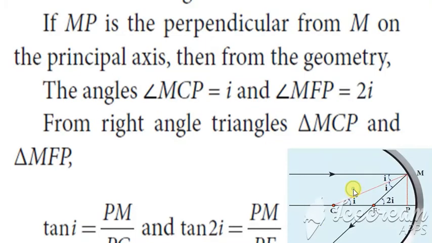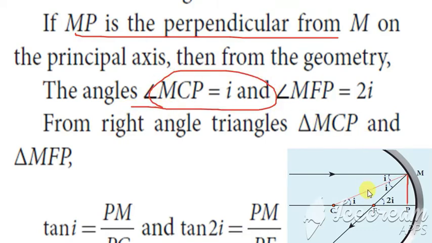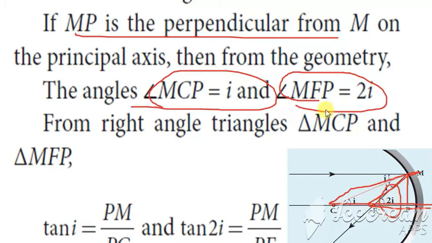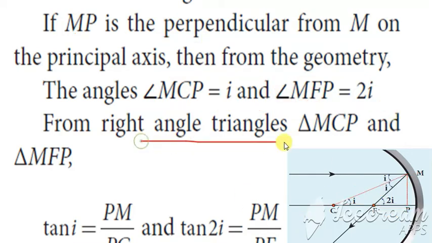Clear? Then from M we are drawing a perpendicular, is it not? So MP is a perpendicular, and from geometry we know that the angle MCP, the angle is what? I. Next is MFP. The angle MFP is what? 2I. So I told you how to write this value of 2I. Now taking the triangles, what are the triangles we are going to take? MCP and MFP.